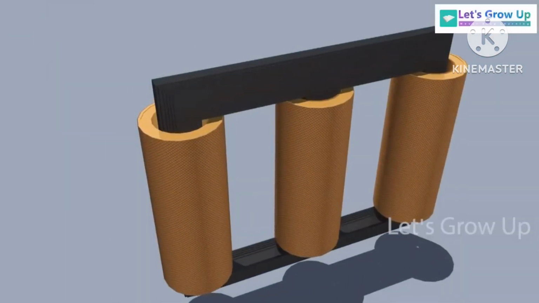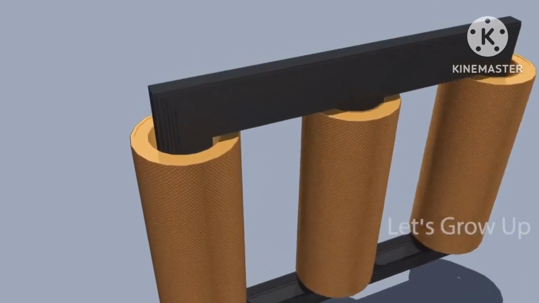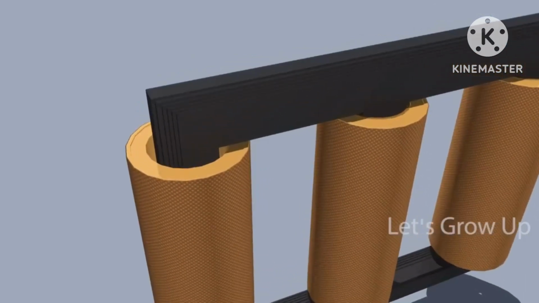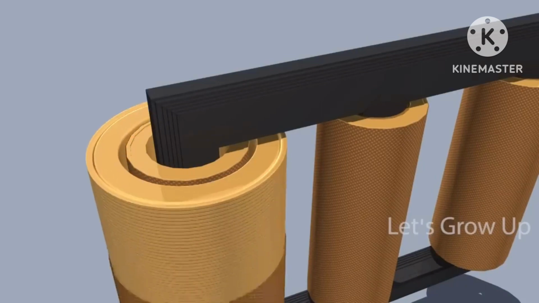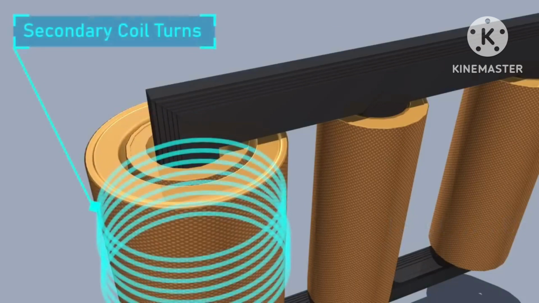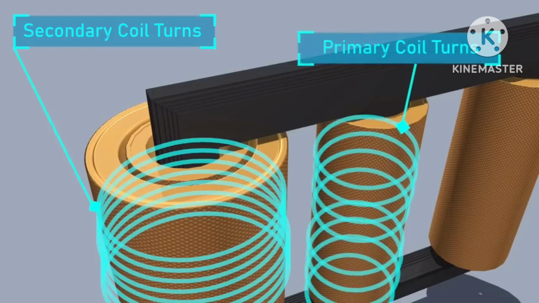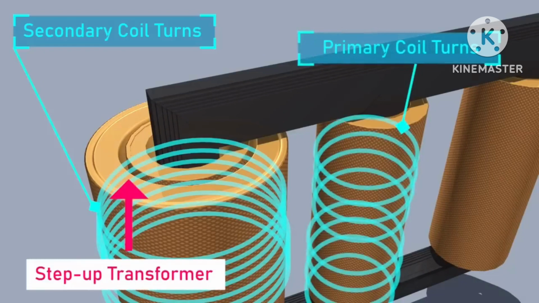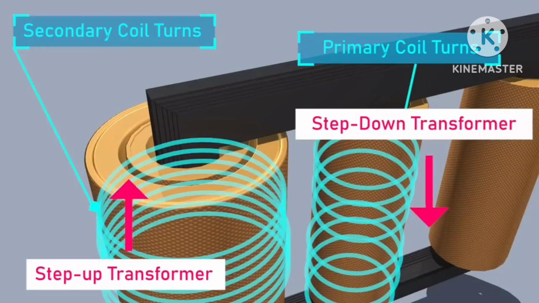The winding which receives electrical power from the source is known as the primary winding. The winding which gives the desired output voltage due to mutual induction is commonly known as the secondary winding. Here, if the number of secondary coil turns is greater than the number of primary coil turns N1, then it is called a step-up transformer. That means increasing voltage between the primary to secondary windings. Conversely, a transformer that decreases voltage between the primary to secondary windings is a step-down transformer.